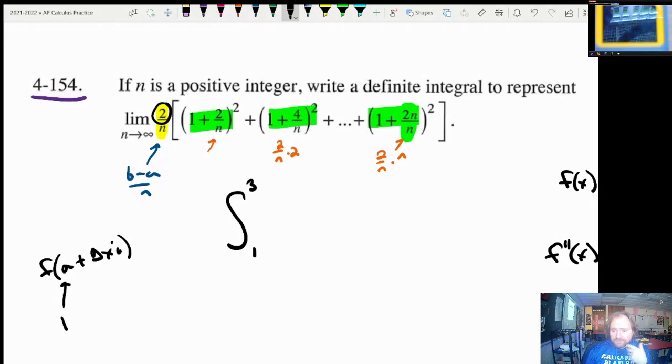And as far as what the function is, it's just something being squared. And so it's just x squared. And that's exactly what this is. This is the integral of x squared dx.